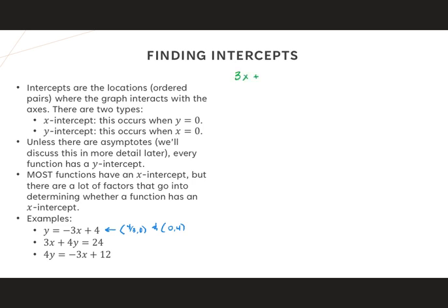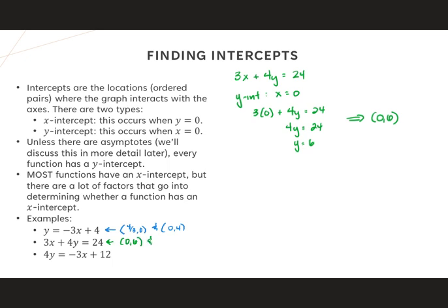All right, let's look at 3x plus 4y equals 24. I like to start with the y-intercept. Okay, so I'm going to put x equals 0. So I have 3 times 0 plus 4y equals 24. So 4y is 24, which means that y is 6. So this is the point 0, 6. I'll make note down here.